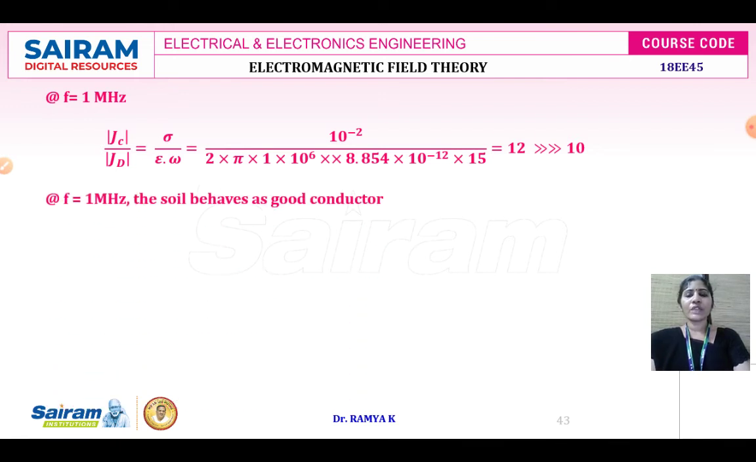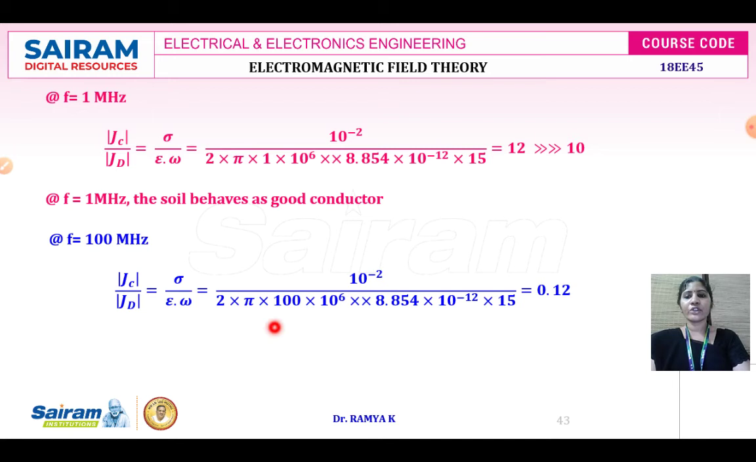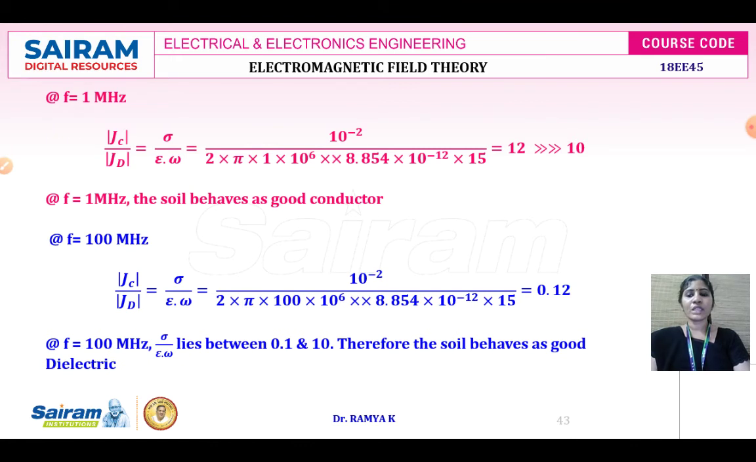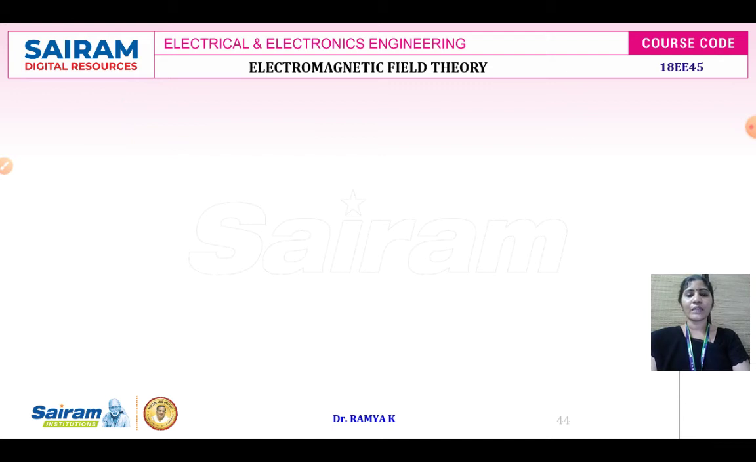The next frequency is f is equal to 100 megahertz. For this you can identify the magnitude of Jc by Jd, which is sigma divided by omega epsilon. In the place of f you have to substitute 100 megahertz. After substituting we have got 0.12. Here the value lies between 0.1 and 10. Therefore at frequency 100 megahertz the soil behaves as a good dielectric medium.